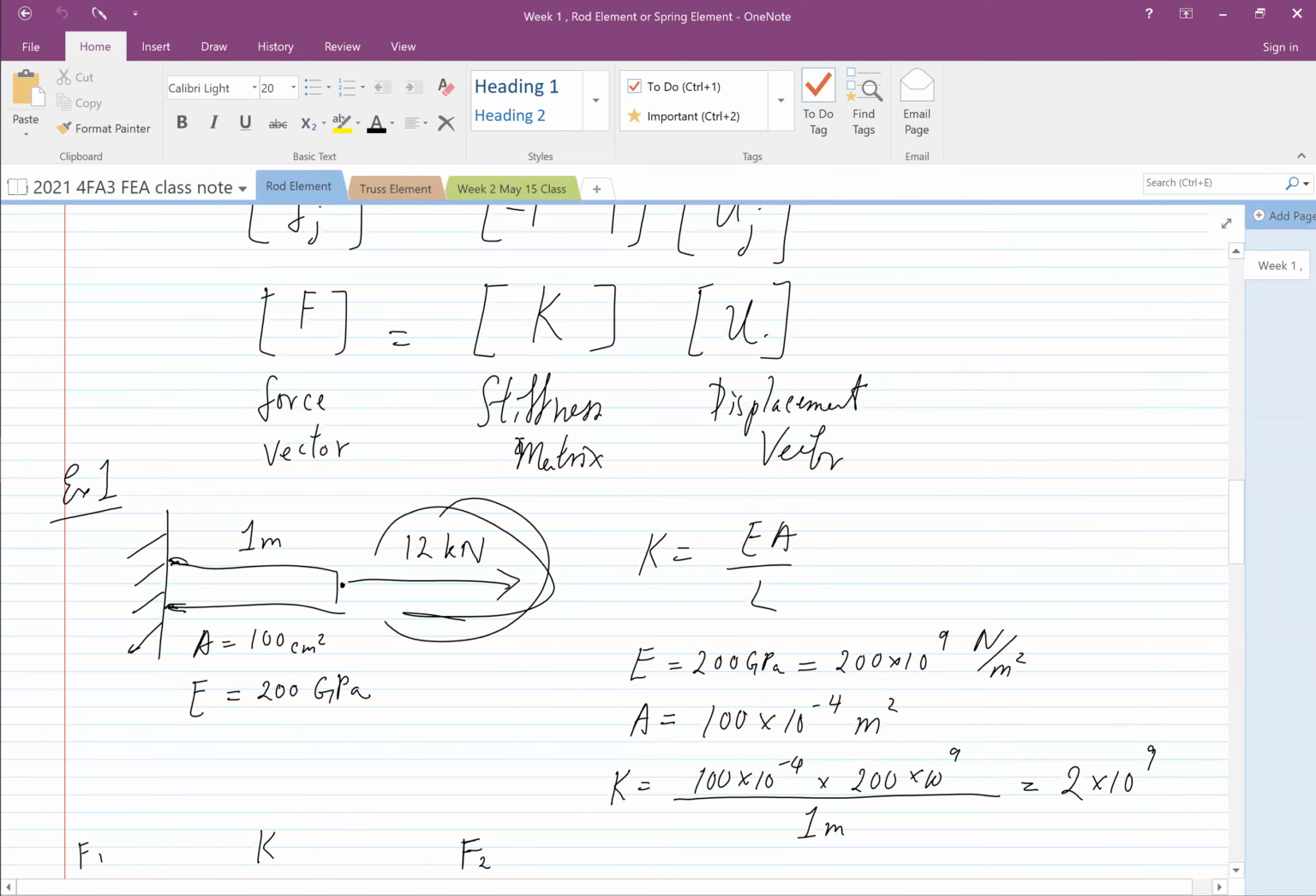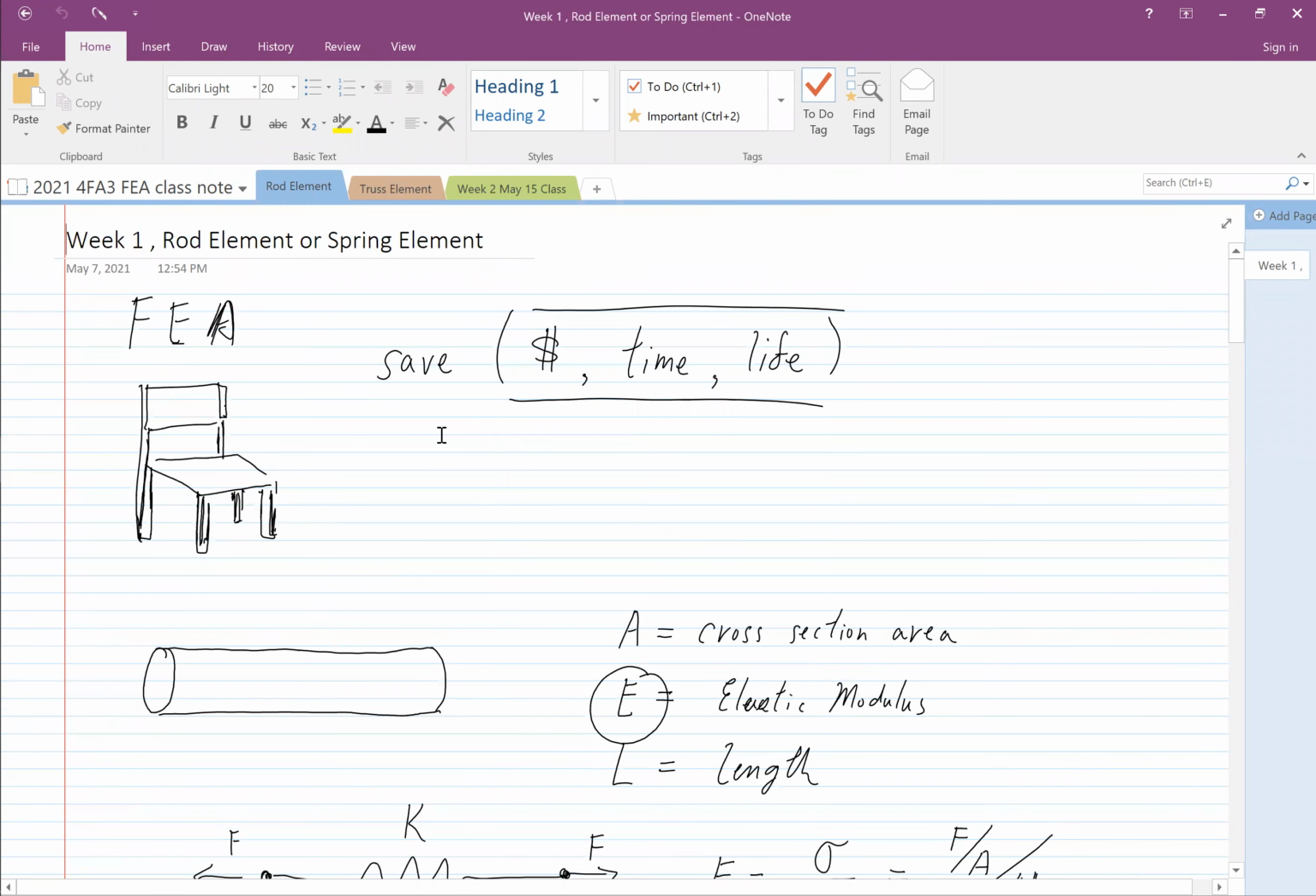What did we learn last week? Okay, what's the purpose of FEA? Why did we learn that, right? Because it reduces a lot of testing, so we can simulate everything into computer numerically, which saves money, time, and also saves a lot of lives. Okay, enhance safety.